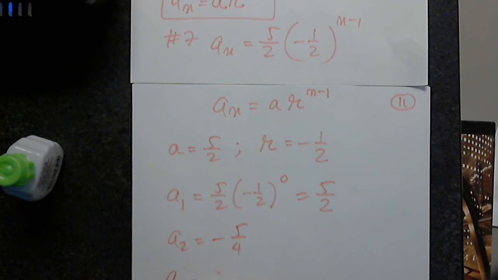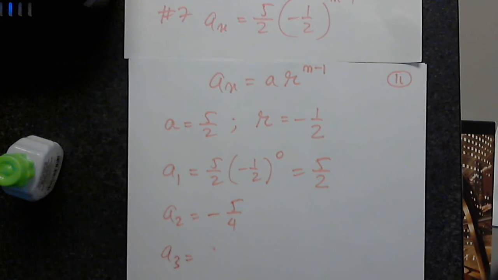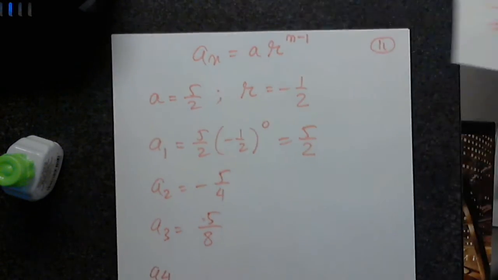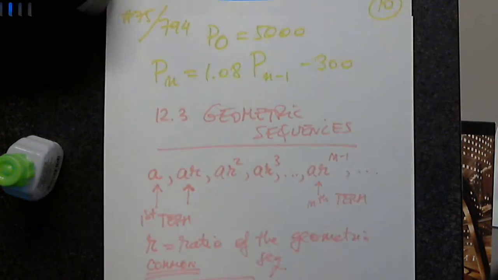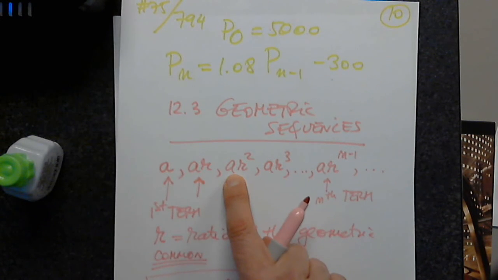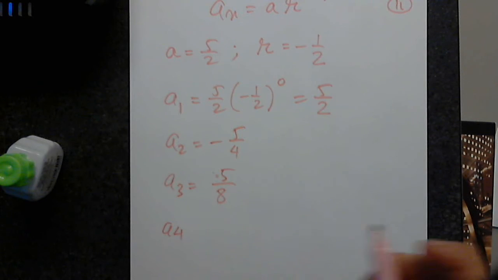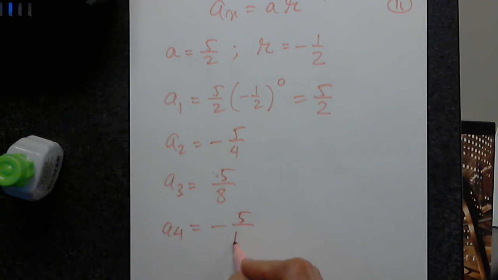Now what about A3? It is the previous one, which is A2, multiplied by the common ratio. Very good. So -5/4 times -1/2 will be 5/8. Okay, let's do one more. A4. How do I get A4? It's right here. A4 is this multiplied by the common ratio. So that would be -5 divided by 16.